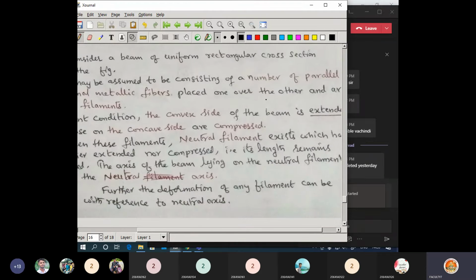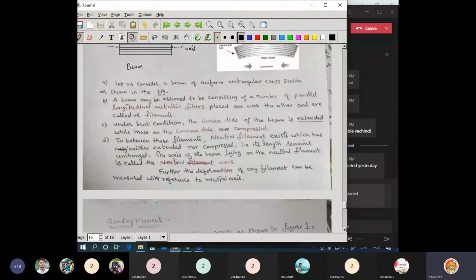So the same thing here we wrote. Okay, the same thing here. A beam is assumed to be consisting of a large number of parallel longitudinal filaments or fibers. Okay, metallic fibers. Simply we can consider them as filaments here.